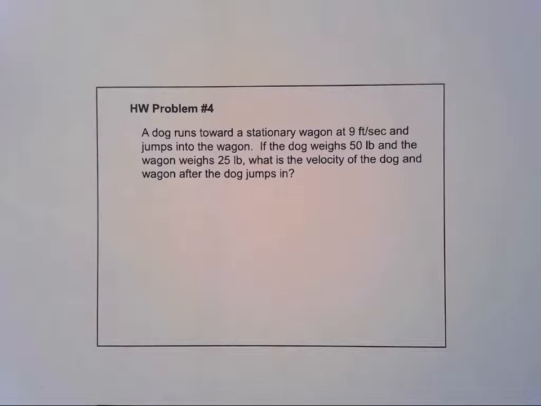Okay, moving on to homework problem number 4. This time a dog runs towards a stationary wagon at 9 feet per second and jumps into the wagon. If the dog weighs 50 pounds and the wagon weighs 25 pounds, what is the velocity of the dog and the wagon after the dog jumps in?